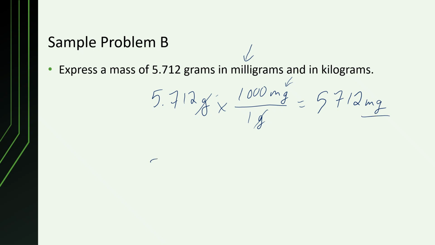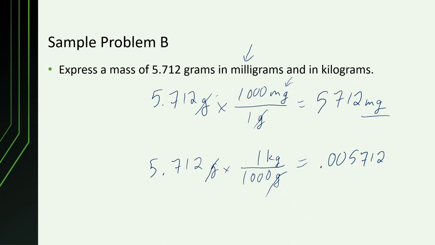Let's go ahead and go the other way. We have 5.712 grams. And now I want to find the kilograms. There are 1,000 grams in 1 kilogram. And I put grams on the bottom so the grams can cancel. And this time I'm going to divide by 1,000. So I get 0.005712 kilograms.